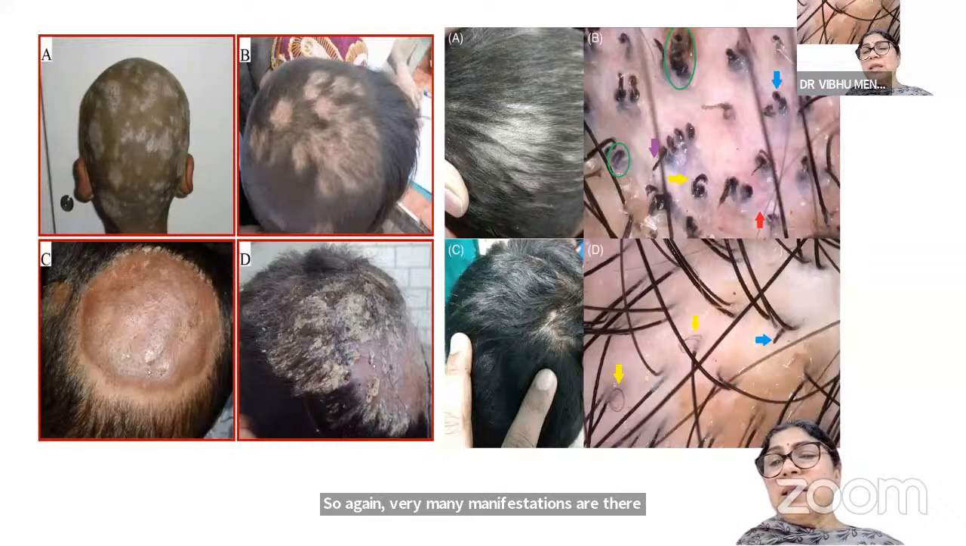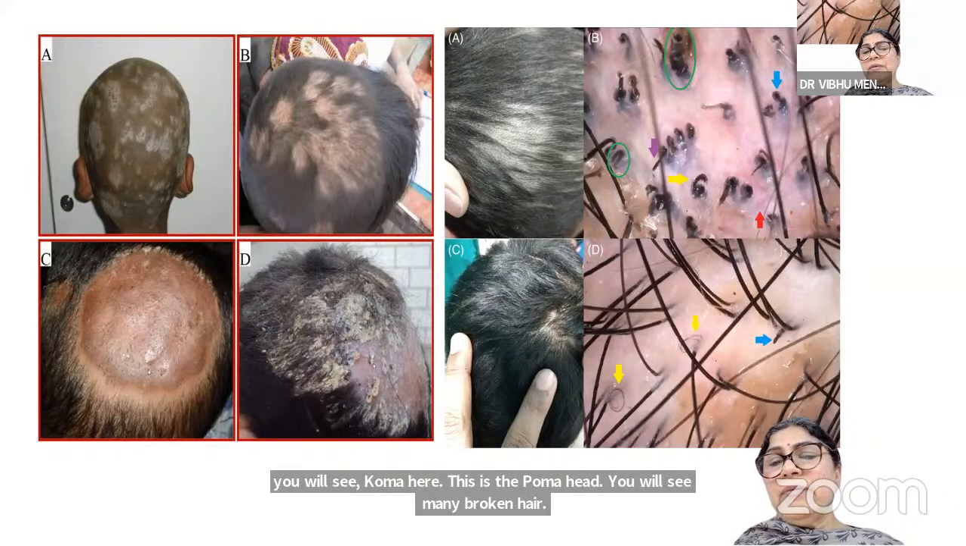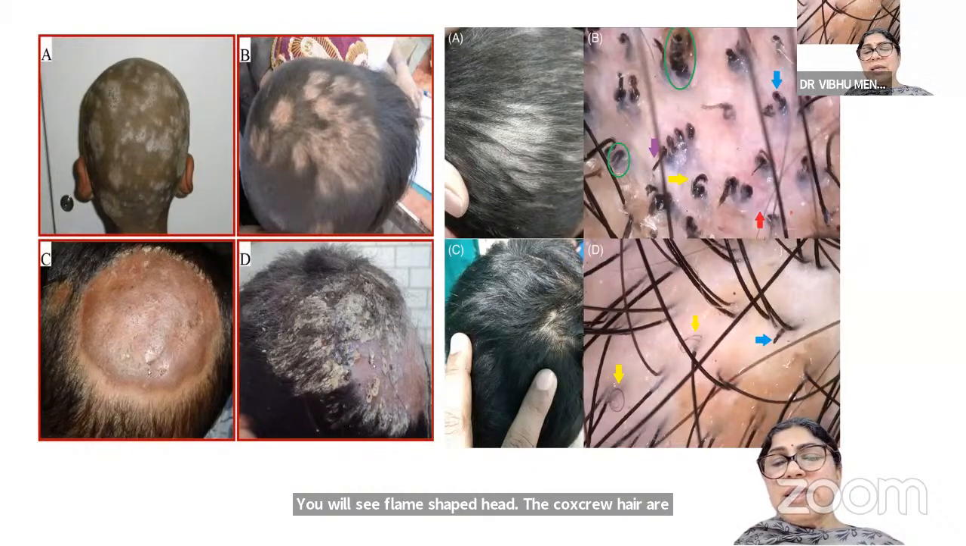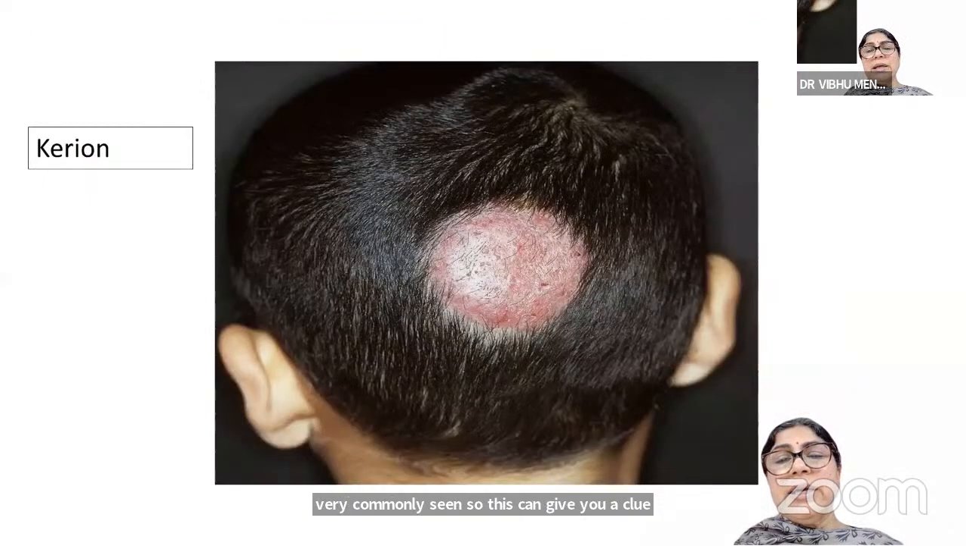Now, this slide shows you a simple technique to look at the features of tinea capitis with the help of a dermatoscope. So you will see comma hair. This is the comma hair. You will see many broken hair. You will see flame shaped hair. So the corkscrew hair are very commonly seen. So this can give you a clue that this is tinea capitis.